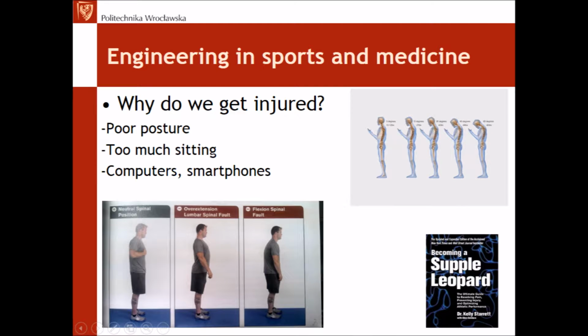Of course, we use biomechanics to help people not to get injured, but let's try to find out why we get injured. So the biggest problem is that we don't know how to keep perfect posture. Most people still spend most of their day with poor posture. So to show you how to keep proper posture, I'll do a quick presentation.